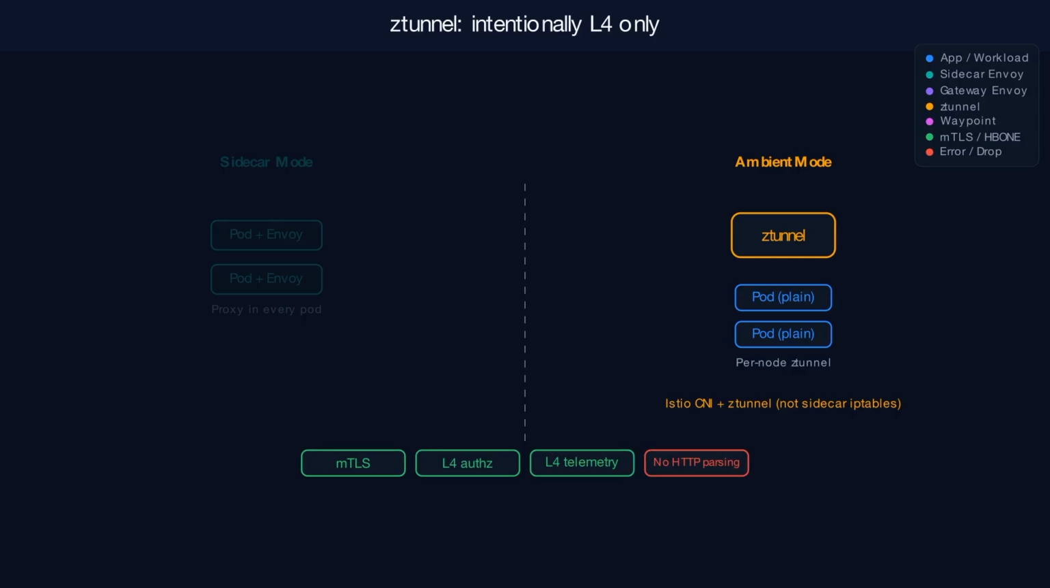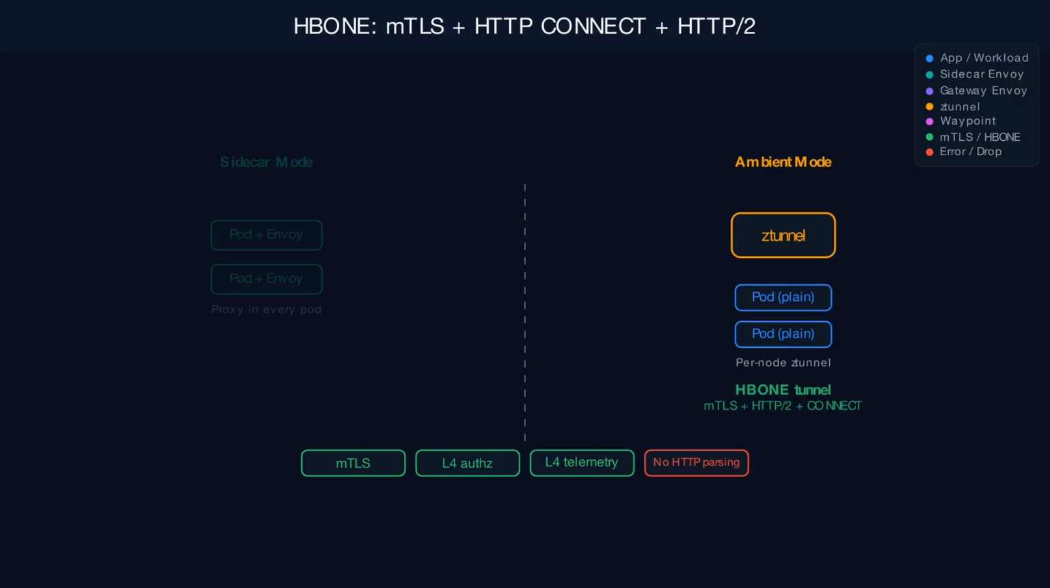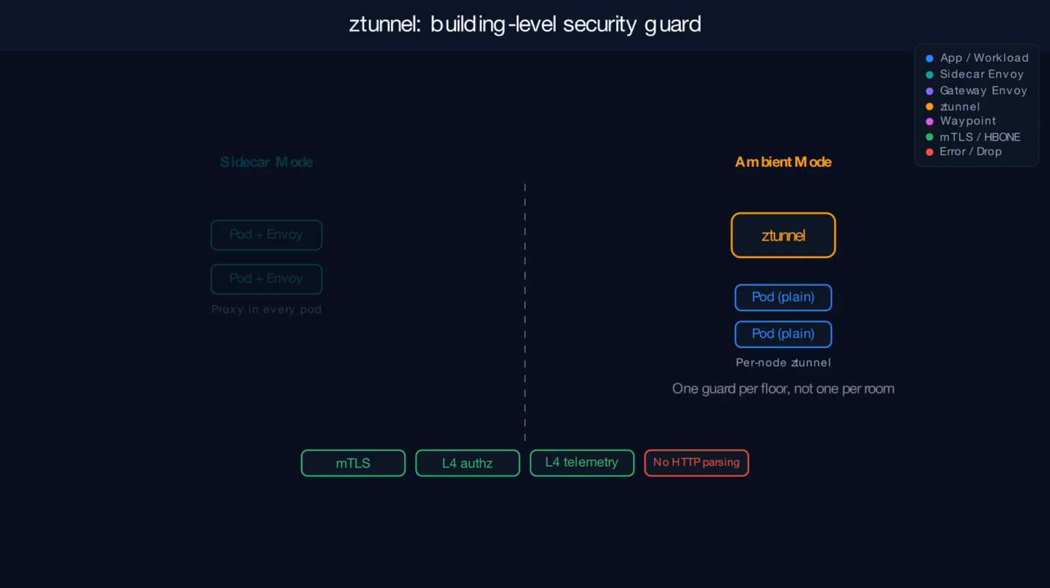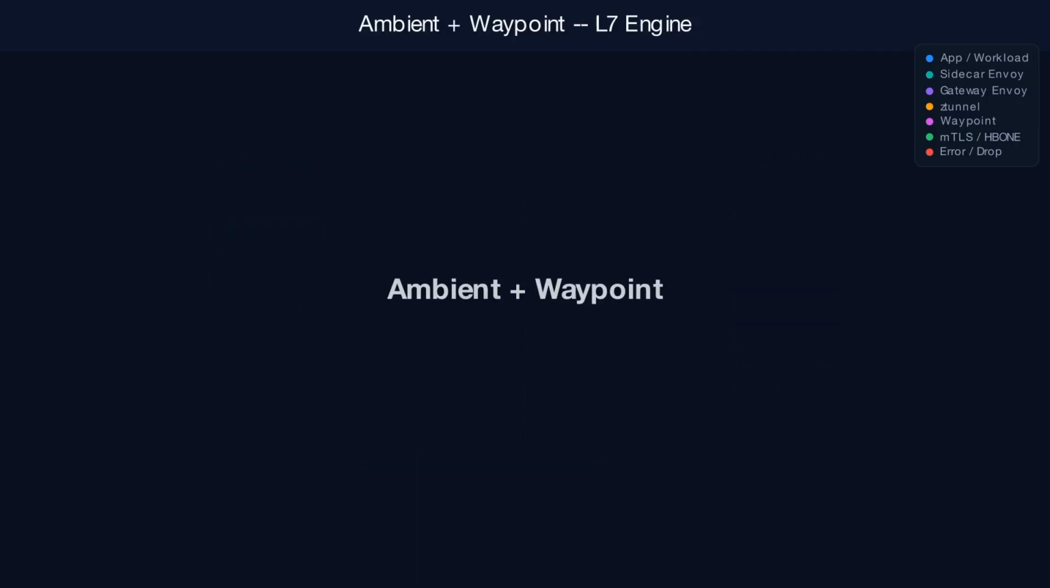The key design point is that ztunnel is intentionally scoped to layer 4. You get strong transport security with mTLS, L4 telemetry, and L4 authorization policy. But ztunnel does not parse HTTP. For traffic between ambient workloads, Istio uses HBONE tunneling, a secure tunnel built on mTLS, HTTP Connect, and HTTP/2 to carry application streams efficiently between ztunnel instances across nodes.